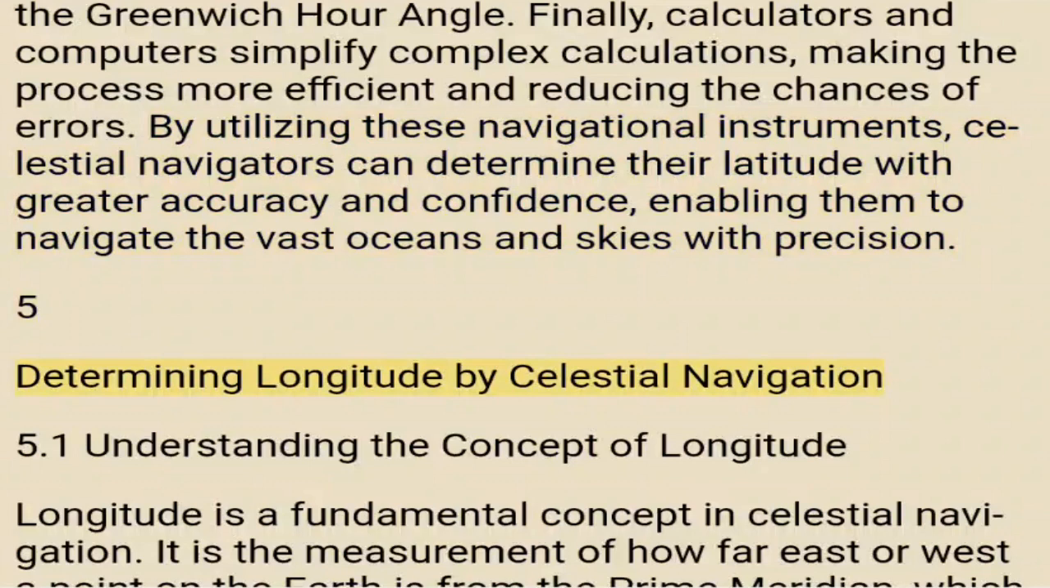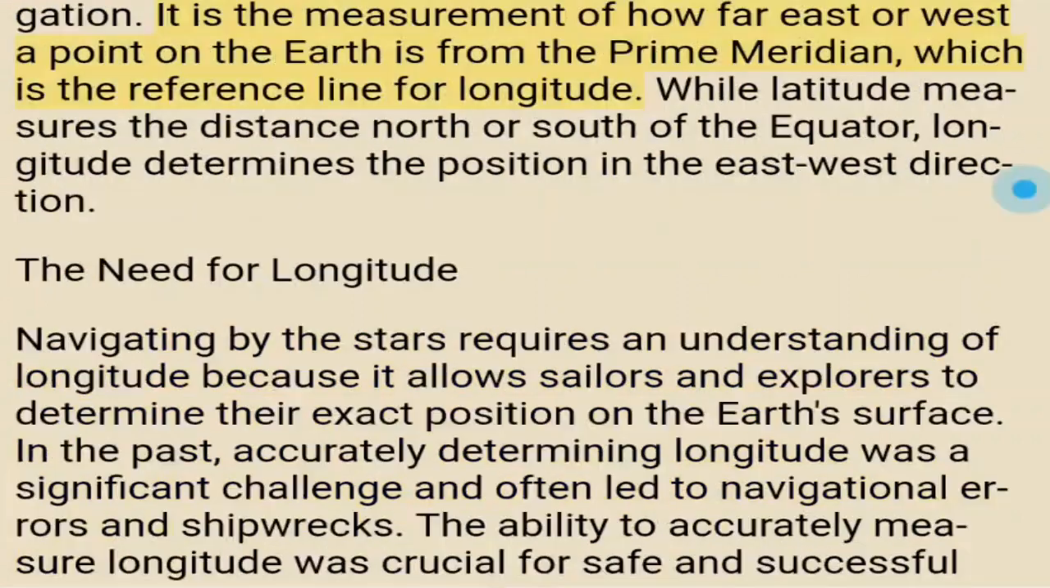5. Determining longitude by celestial navigation. 5.1 Understanding the concept of longitude. Longitude is a fundamental concept in celestial navigation. It is the measurement of how far east or west a point on the Earth is from the prime meridian, which is the reference line for longitude. While latitude measures the distance north or south of the equator, longitude determines the position in the east-west direction.